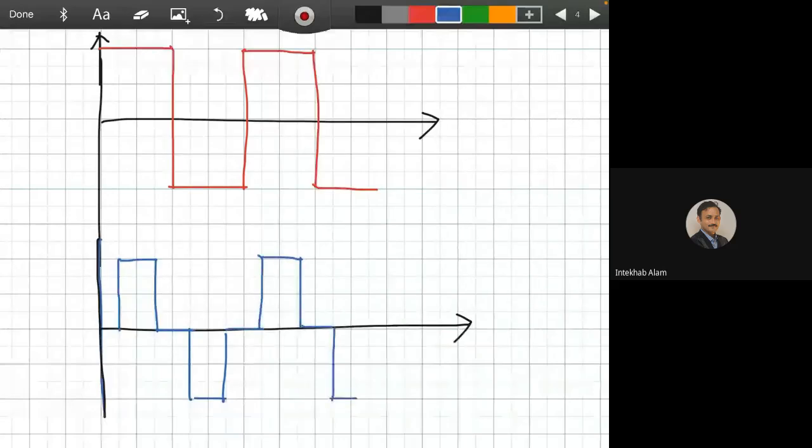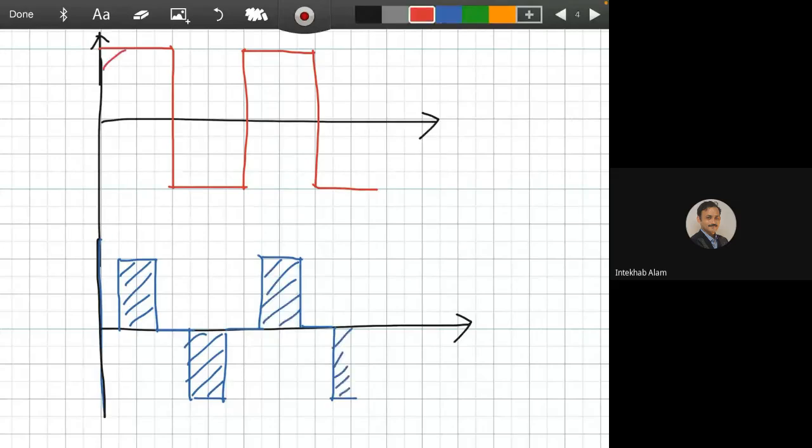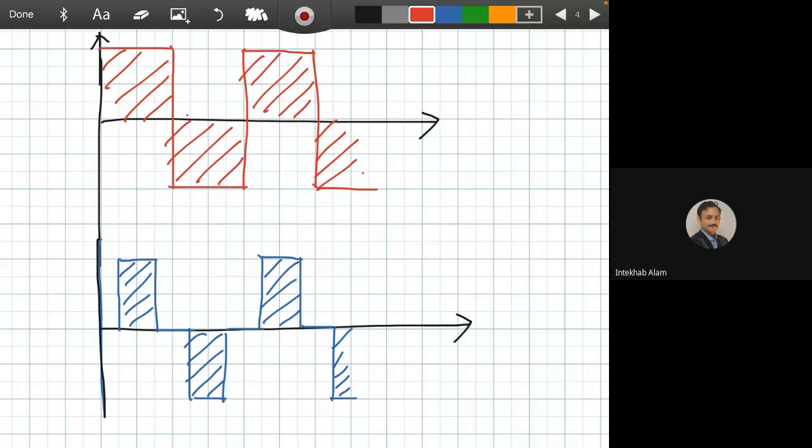Is it okay with you? So if you want to change the output voltage RMS value, then we need to change the duty cycle of the voltage. The new output will be in this form. Okay. Do you have any question?